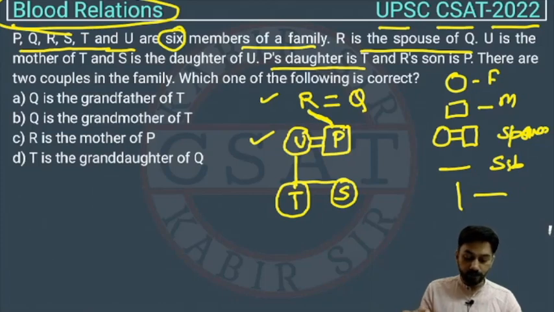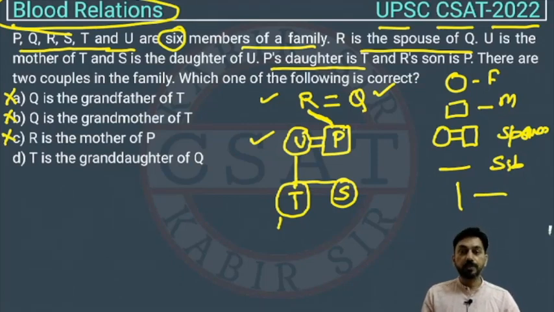Which one of the following is correct? So Q is the grandfather of T. T is here. So Q is a grand-parent, but we don't know the gender of Q. So Q can be grandmother or grandfather, right? So option A is wrong. Option B, Q is the grandmother. We don't know the gender of Q. R is the mother of P. We don't know the gender of R also. So option C is also wrong.